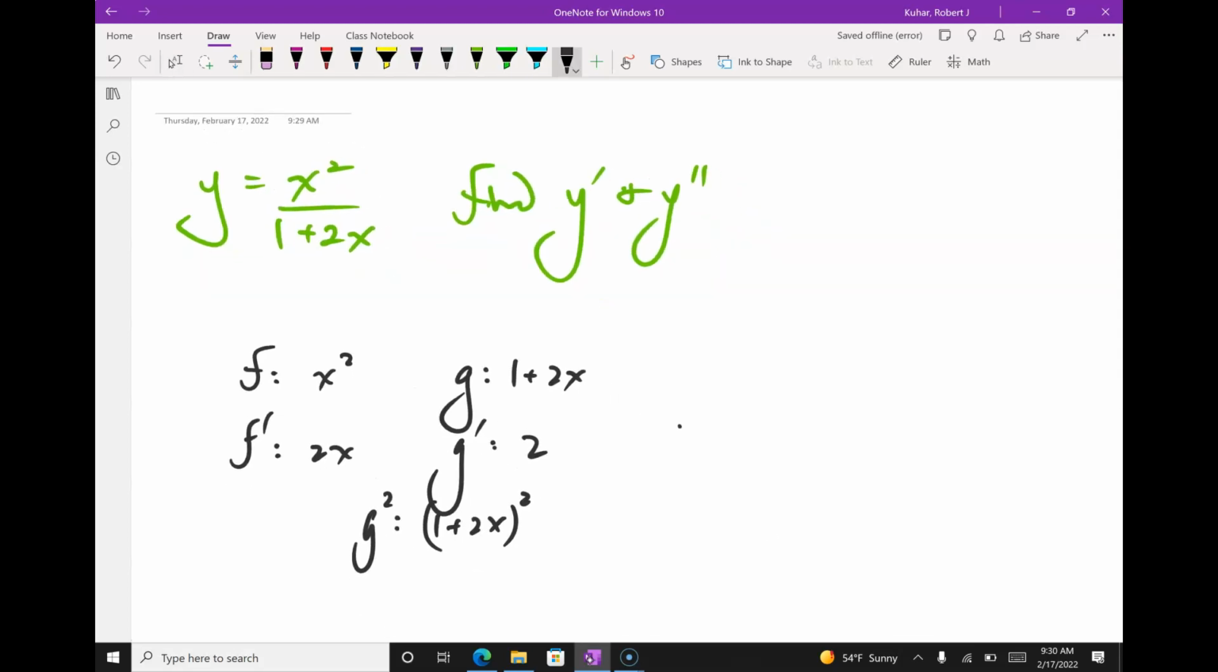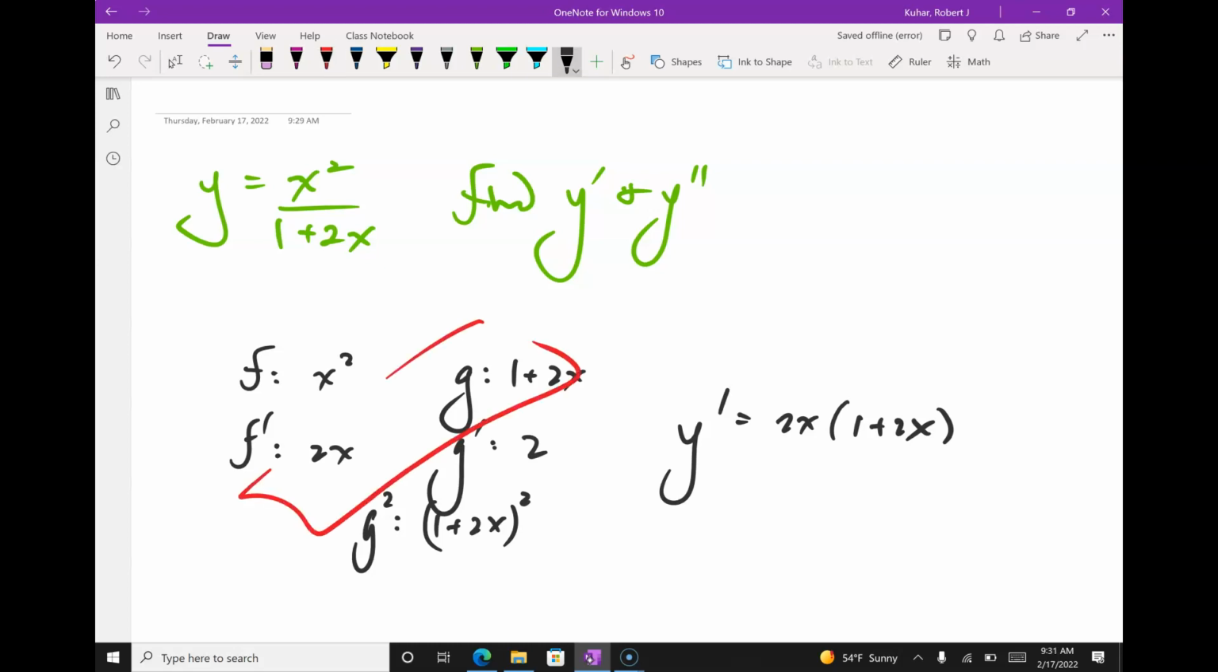Y prime is 2x times 1 plus 2x, right? I'm doing this piece first. Minus 2x squared all over 1 plus 2x quantity squared. Now, on this one, you're going to be tempted to distribute. I would rather you factor. This one is easy enough to distribute, but I'd rather you factor even when it's this simple, okay?